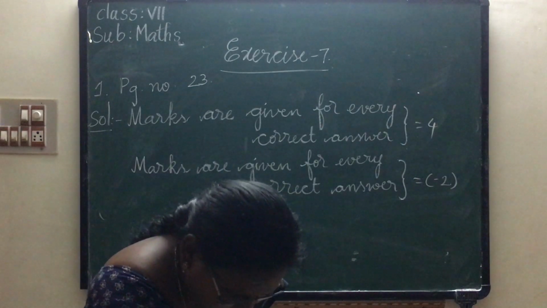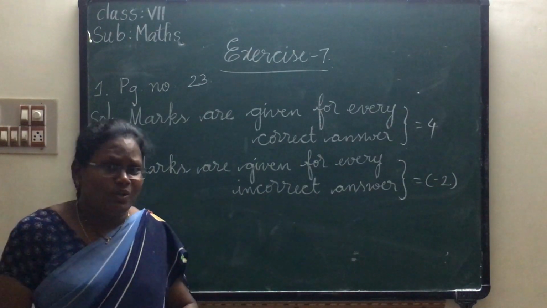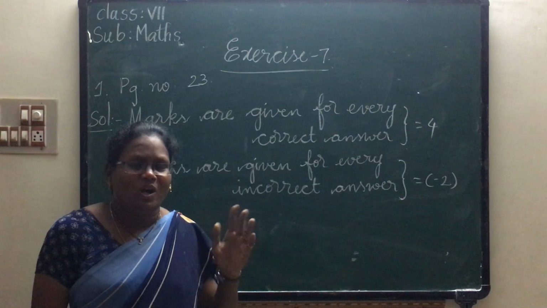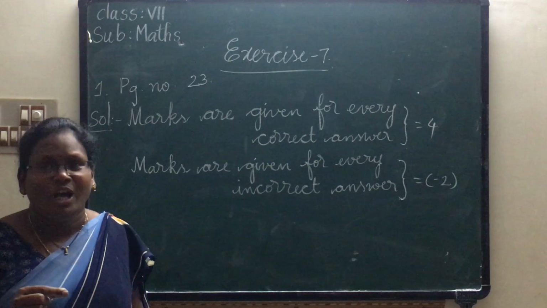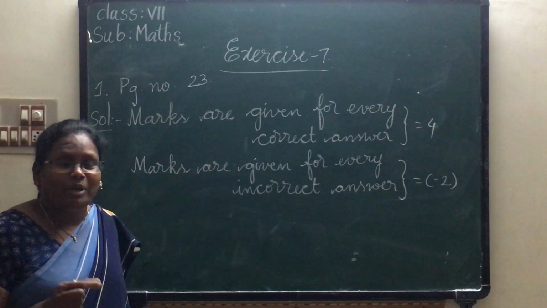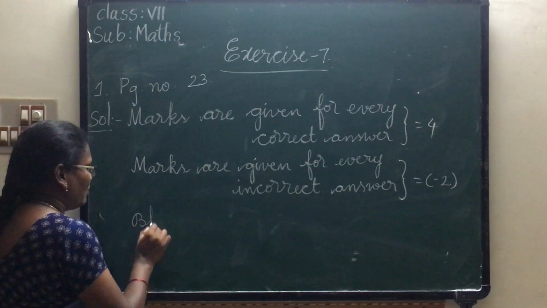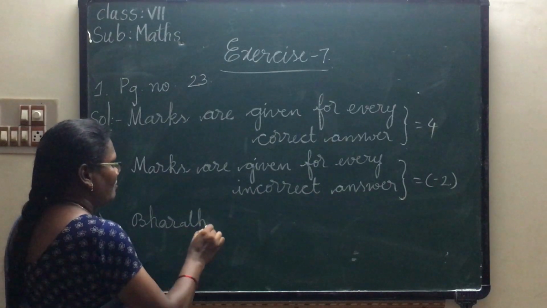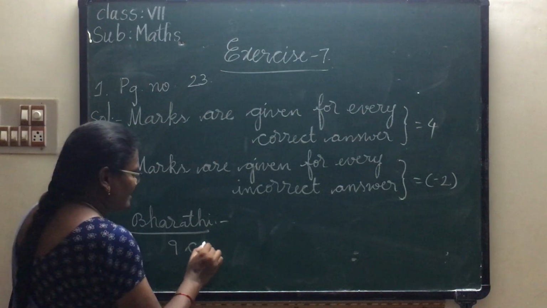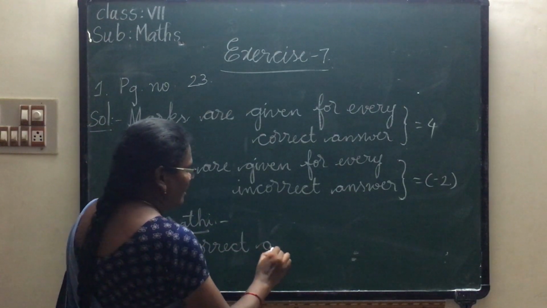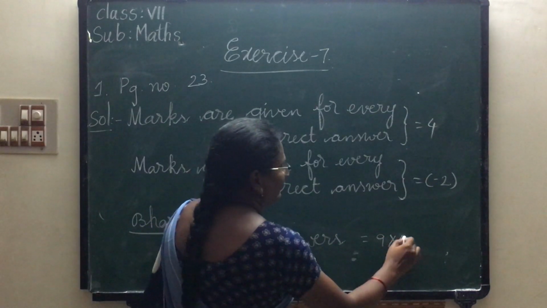Here Bharati attempted all questions, but only 9 answers are correct. What is her total score? How many questions did Bharati attempt? She attempted all questions. How many correct answers? 9 correct answers. 9 correct answers means 9 fours are 36.